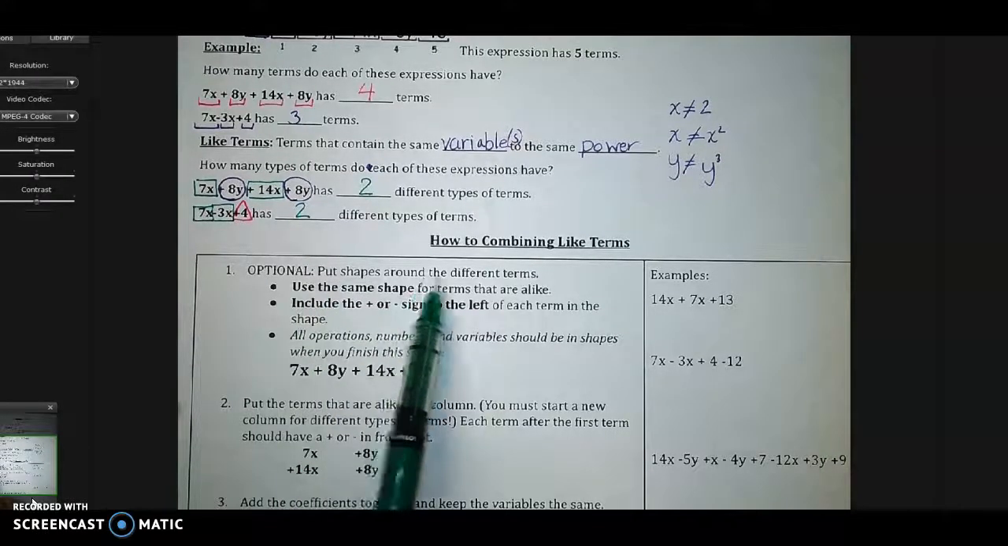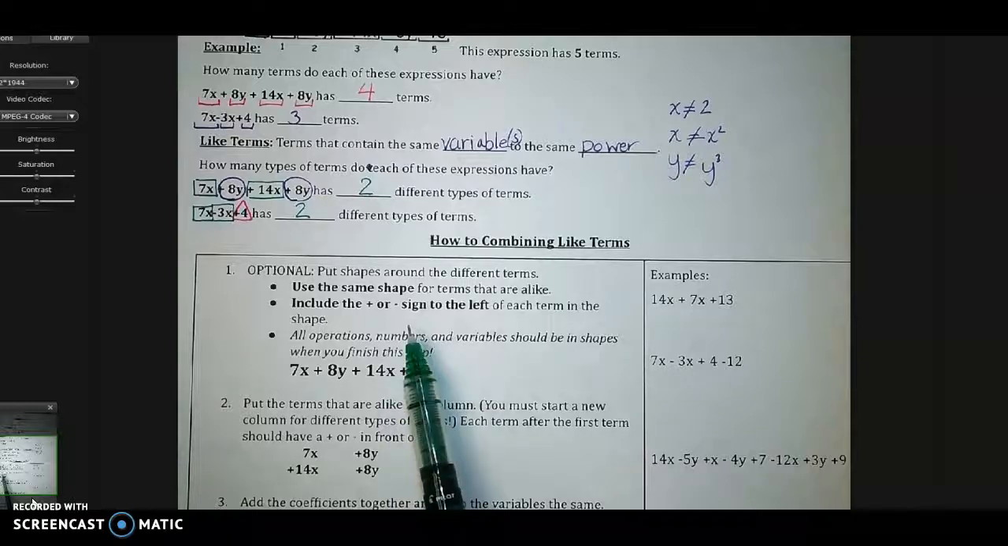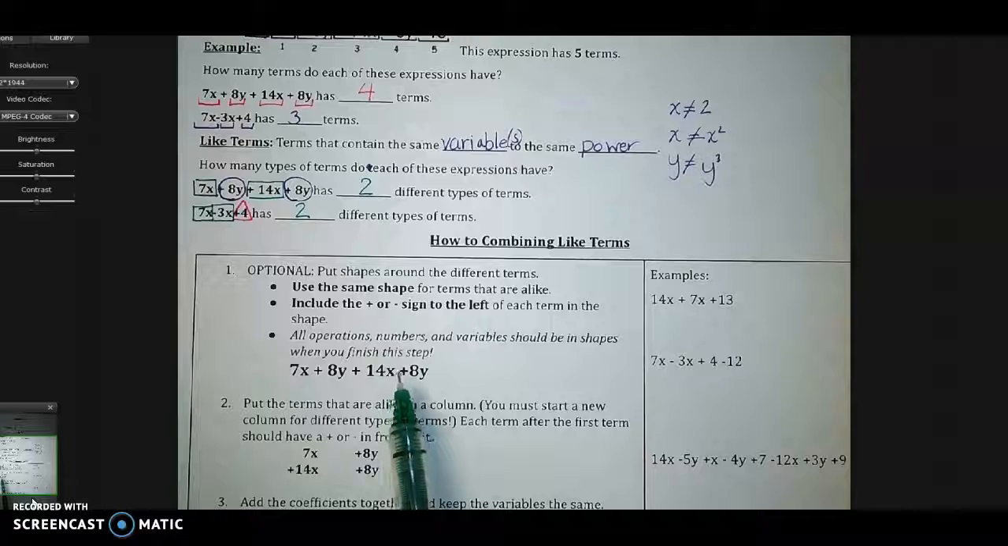It's optional. Put shapes around the different terms, using the same shape so that you know that you can combine those and you don't lose any. Also, make sure you include the positive or negative sign to the left of each term inside the shape. And all operations, numbers, and variables should be in shapes when you finish this step.